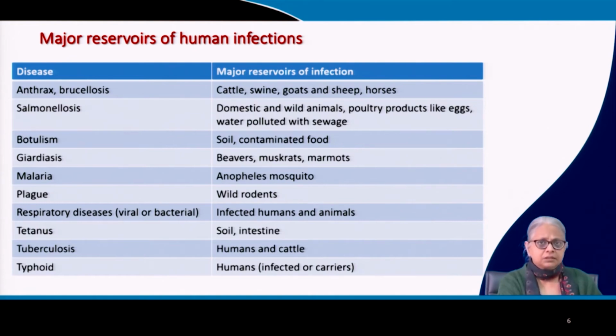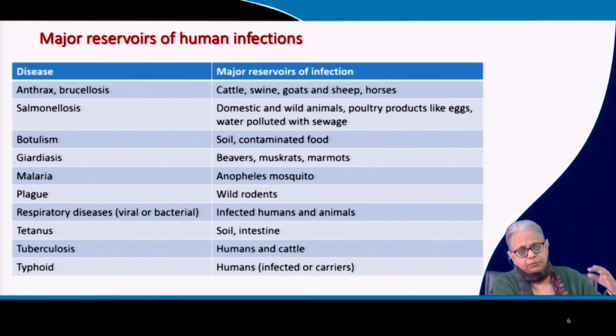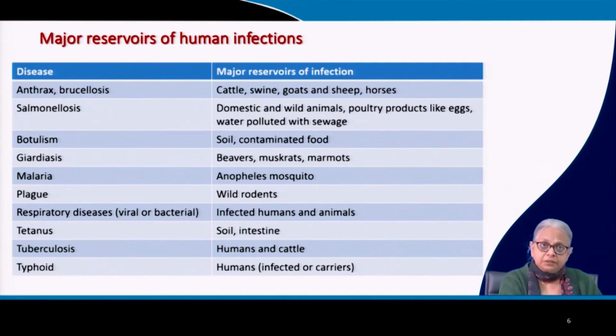Tetanus, I already mentioned it, it's mostly from soil. It can be from the intestines of different animals where there is fecal contamination in the soil. Very often feces from animals and birds falls on the soil, and therefore the soil contains these organisms. So that is the normal route of transmission. Then we have tuberculosis. Humans and cattle can be reservoirs. For typhoid, same thing, infected humans or people who are carriers. They may not be sick, but they are carrying the microorganism in their blood and so on, so they are also potential reservoirs.